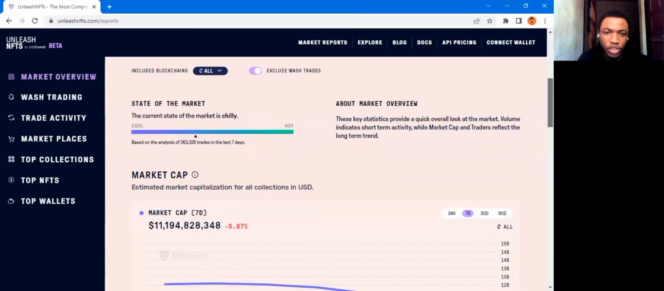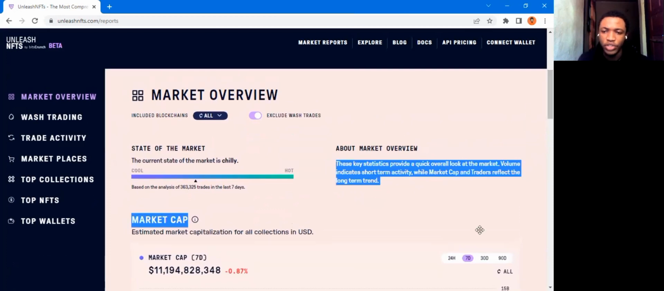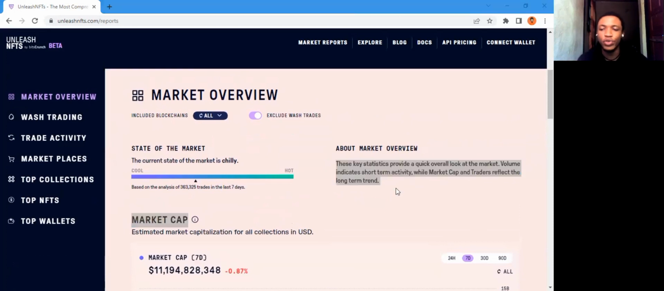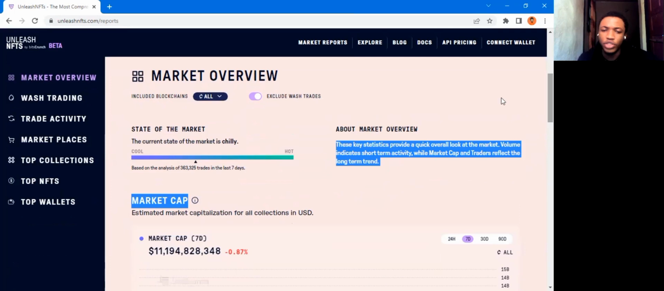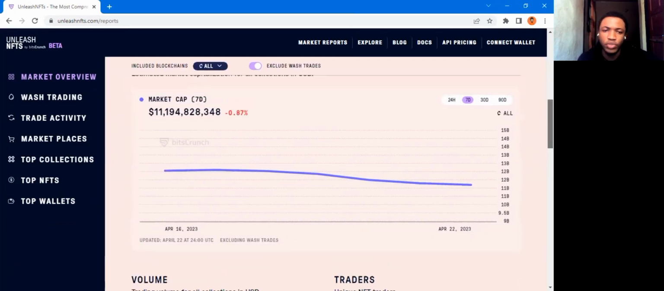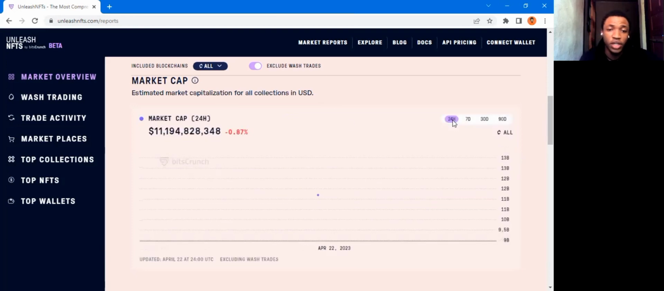So scrolling downwards, you notice here I have market overview. All right, key statistics that provide a quick overall look at the market. Volume indicates short-term activity, while market cap and traders reflect the long-term trend. I'm going to tell you what that means shortly. So I'm just going to scroll down a little bit and you'll see that the market cap in the last 7 days amounts to 11 billion 194 million 822,348 dollars. How about we shift that down to 24 hours. It doesn't seem like the figures have changed that much.